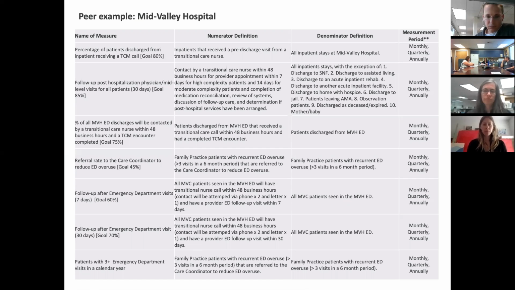And after we had that general goal, we kind of broke it down into a SMART goal. How specific, measurable, achievable, relevant, and what's that time frame that we want to get it done in? And so that really helped us to kind of come up with our numerator and our denominator.